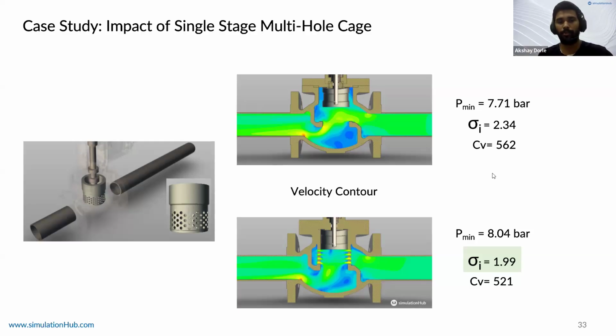And as observed from the previous case studies as well, to compare two designs, we need to compare the incipient cavitation indices of the two designs. And that is exactly what we see. We see incipient cavitation for the no cage design is more, and with the cage design is less. This is exactly what we were expecting while designing the trim, and we got those results from the CFD as well. So that's great.